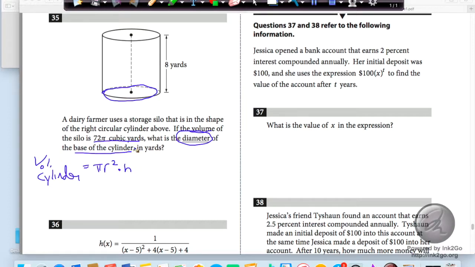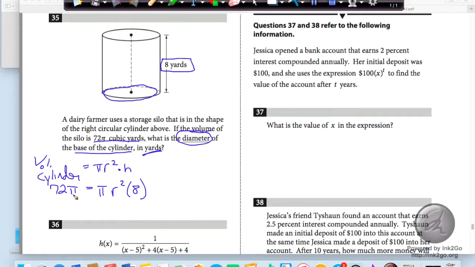My height here is 8 yards. You want to take a quick peek, just because it's in yards, to make sure they're asking for it in yards, which they are, so you don't have to do some other unit conversion and convert the number to feet. You then begin to plug this in, because the volume of the silo is 72 pi, which equals pi r squared times 8. Now 8 refers to the height of the cylinder.